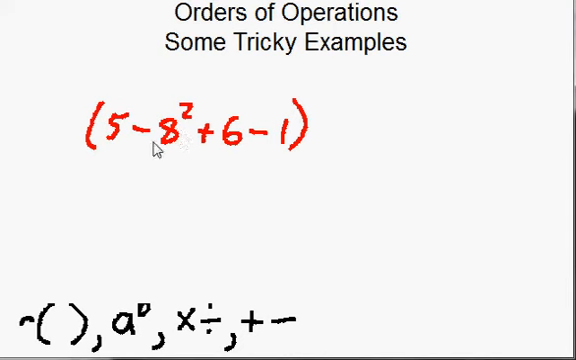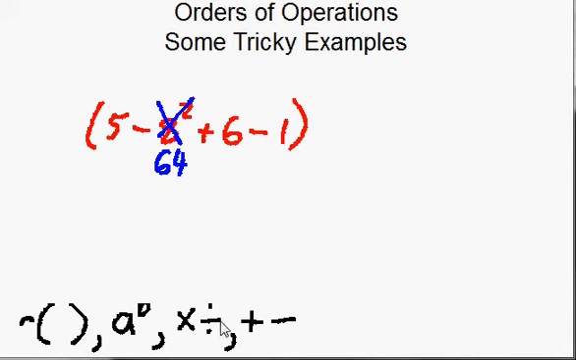So the next thing I have to worry about is this 8 squared. So that 8 squared is 8 times 8. So let me just replace it by 64. So it's important to realize what I mean by replacing it. So I'm replacing this number, 8 squared, by 64. But it still has to come into the expression in the same way. So I've got 5 minus 64 plus 6 minus 1.